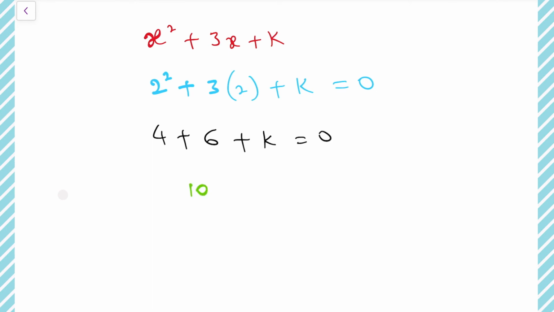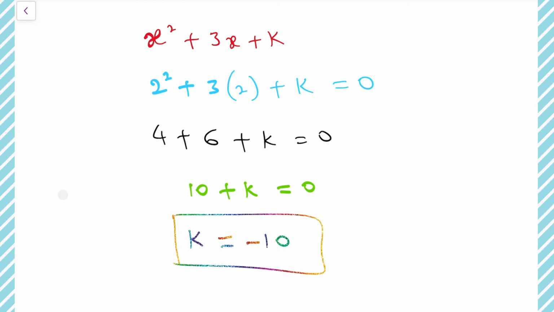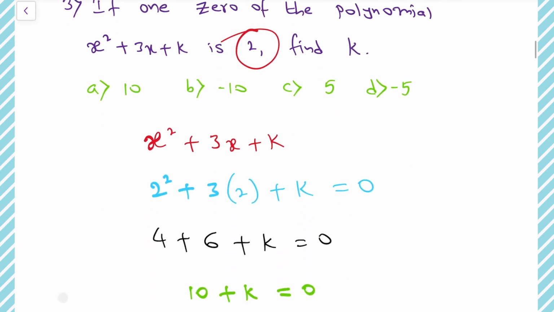4 plus 6 is 10, plus k equals to 0. Now we want k value, so take plus 10 to the right side, then it becomes minus 10. So k is equals to minus 10. This is option B.